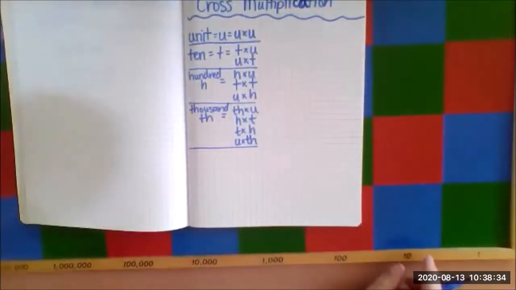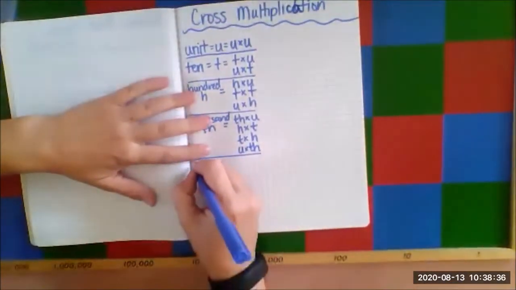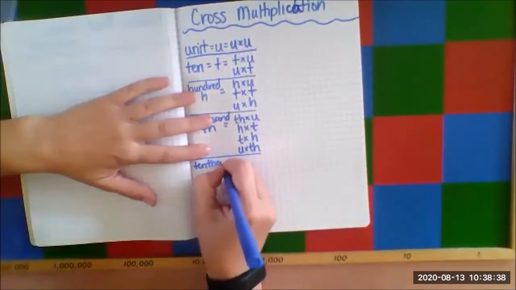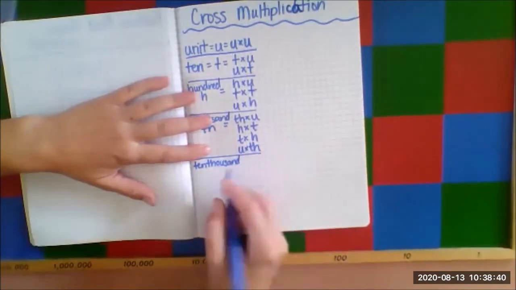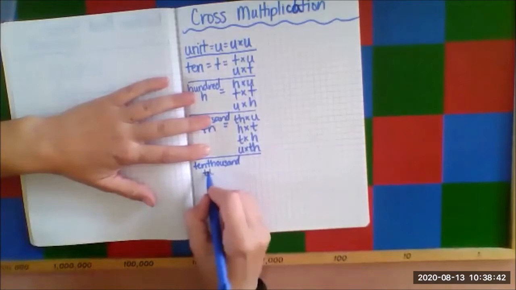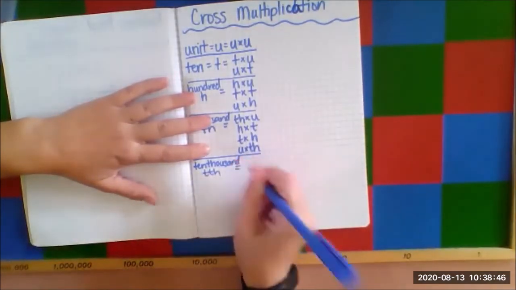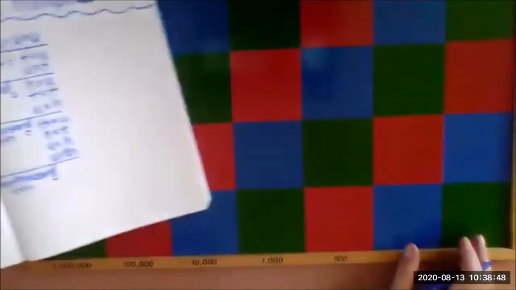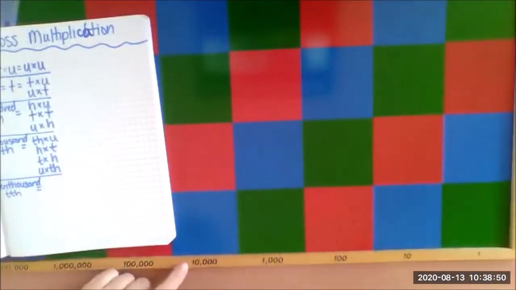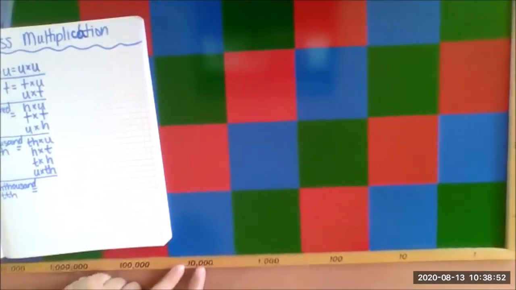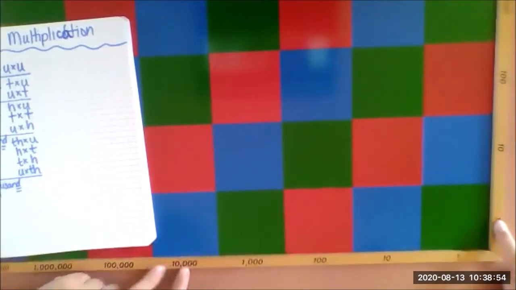And now we're going to look at 10,000. We're going to put that as a T for 10 and a TH for 1,000. TTH, 10,000. And we're going to look at the ways we can make 10,000. Here's our first one. We take the 10,000 multiplied by a unit. 10,000 times a unit.